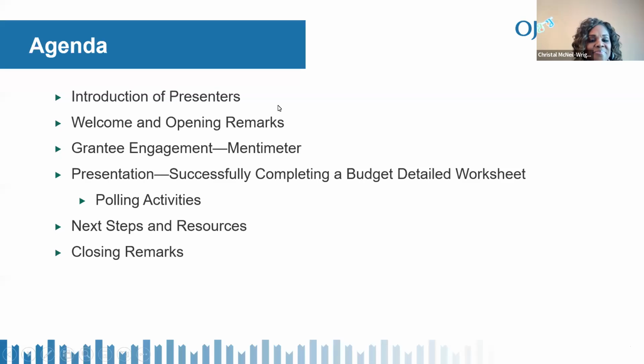Next slide, please. So today our agenda, we are going to start off with a grantee engagement. We use Mentimeter if you're familiar. And this is an opportunity to break a little bit of ice and just kind of get everyone engaged before we start our webinar. Then we will have a presentation, successfully completing a budget detail worksheet, just as it's been mentioned. And here you'll be able to get a lot of tools and information on assisting you with creating a budget that can be submitted for approval.